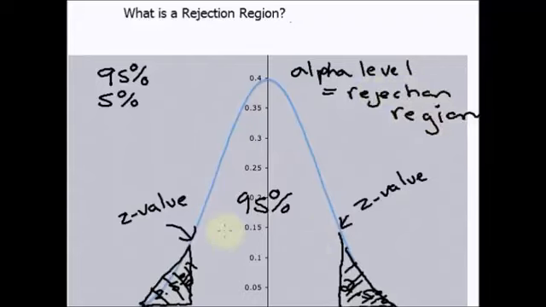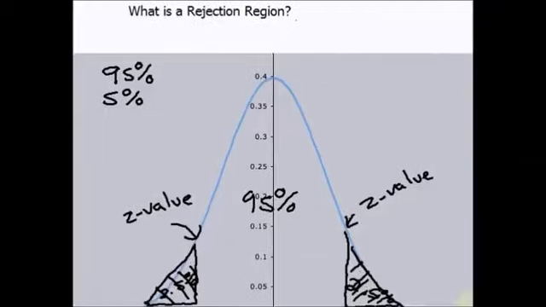This is what you start with before your test. Then you run your test, you get a z-score from your test, and if it falls into this region, you reject the null hypothesis. Another term you might see bandied around connected to the rejection region is a p-value.